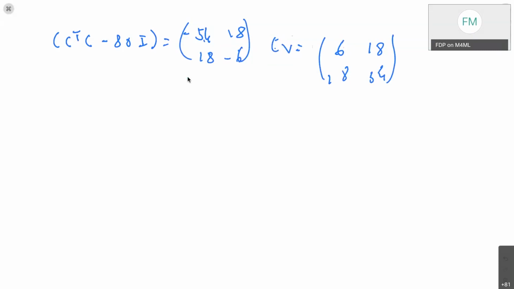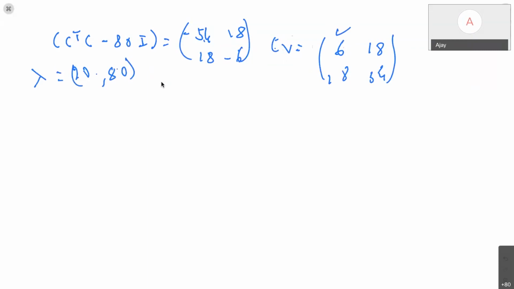See, we have lambda, right? We got lambda as 20 and 80. We got two values. So we are trying to substitute that here. In C transpose C, instead of 80, you can replace it by 20. That will result in this value.